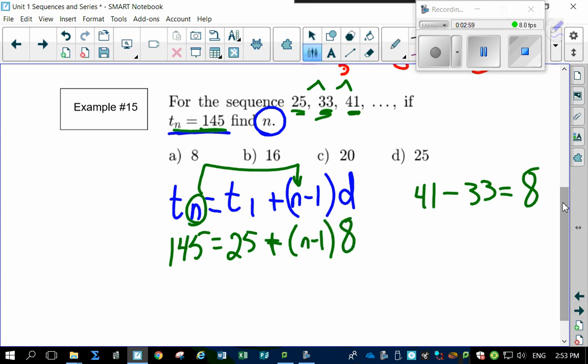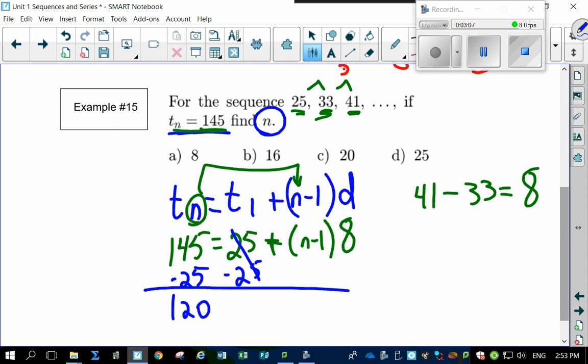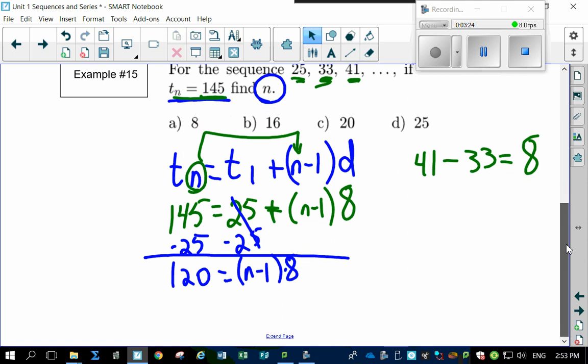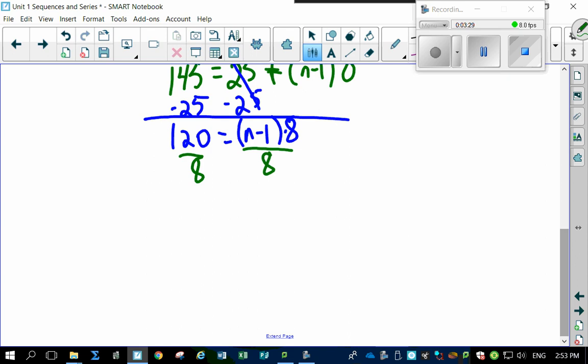All right, let's solve this. Subtract 25 from both sides. That cancels, and this leaves me 120 equals n minus 1 times 8. At this point I could start distributing things and solve it that way, but I think this next way is a lot more efficient. Just divide each side by 8. You'll find out that n minus 1 works out to be 15. Add 1 to both sides, n equals 16.